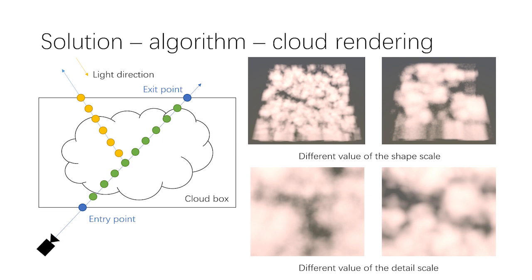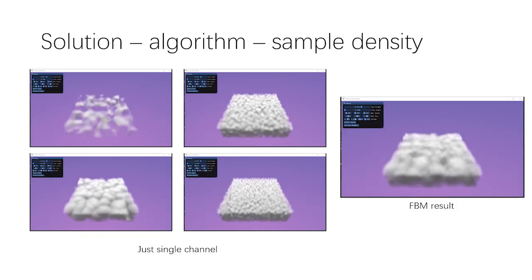For each step of the marching, I remap the position from the world position to local position. The scale of the remap could be controlled by these sliders, cloud shape scale and cloud detail scale. Here are some examples of how these values influence the result. More will be shown in the live demo. And the light of the cloud will be calculated by casting a ray from the current marching point based on the light direction. The algorithm I used in sampling the density of the cloud is called fractal Brownian motion.